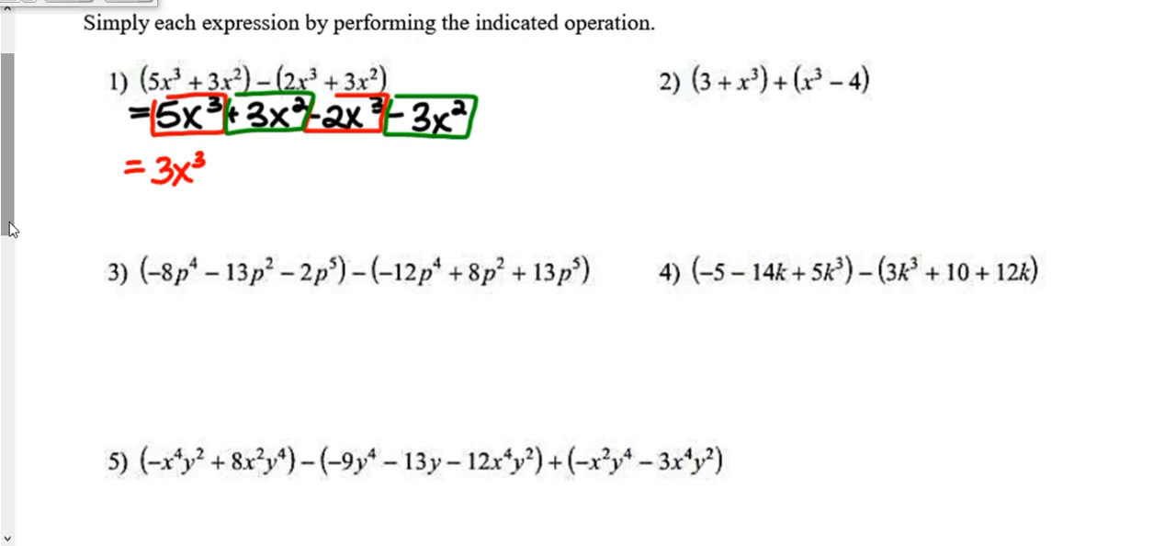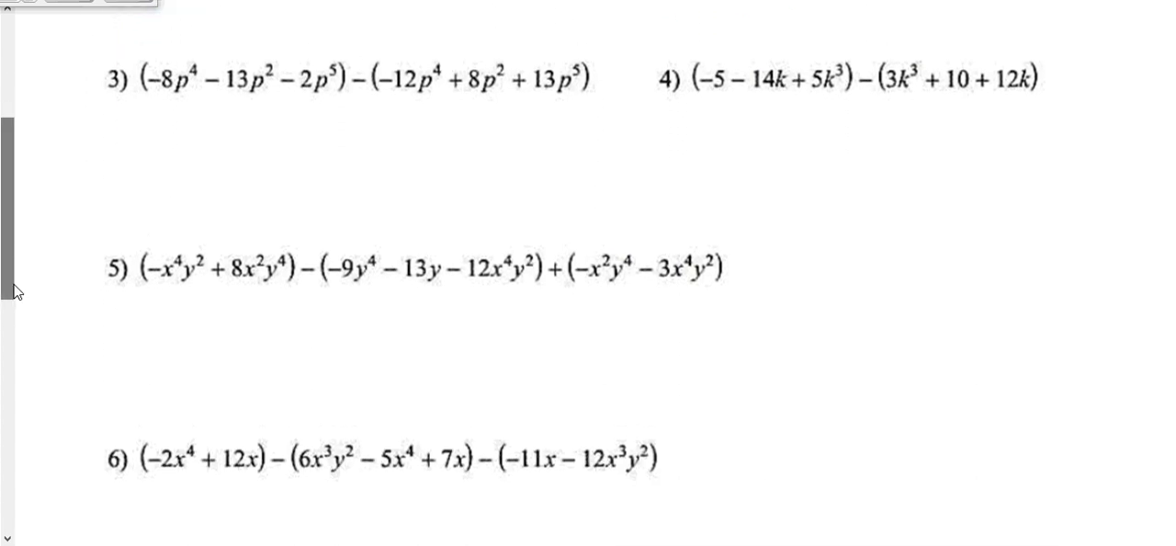Number 2, you have addition, so I don't think you necessarily need to rewrite, so just start by combining your like terms. So we have 2x to the third power, and then you have 3 minus 4, which is negative 1, and we can't combine those anymore, so we stop there.